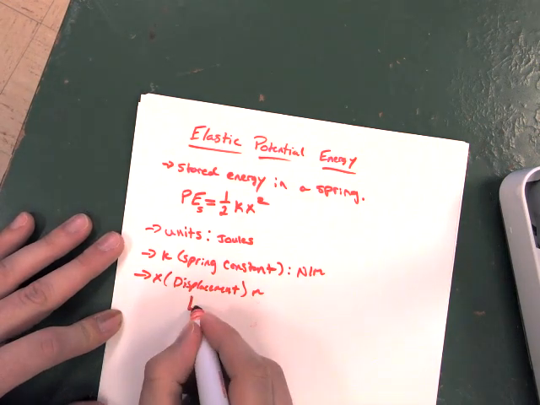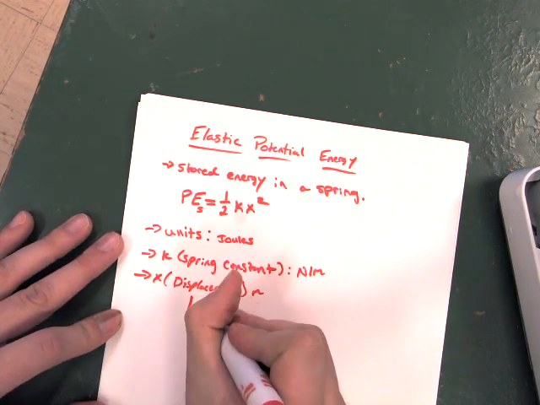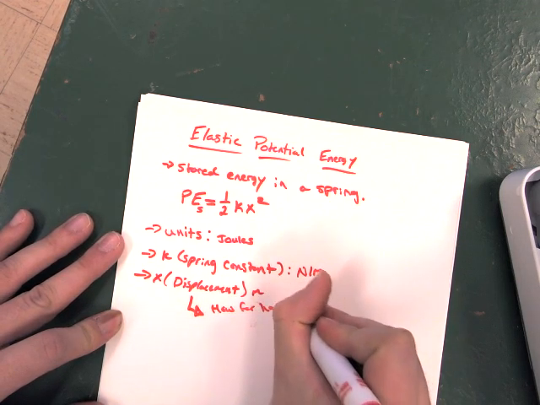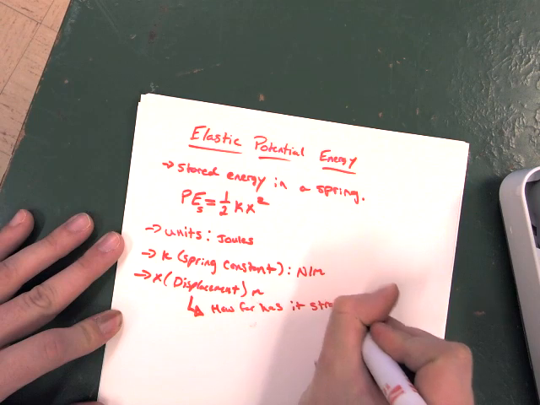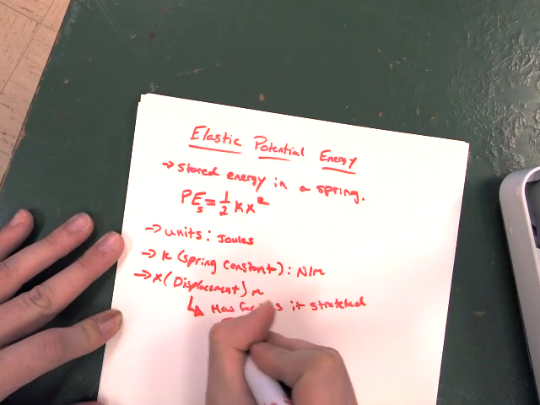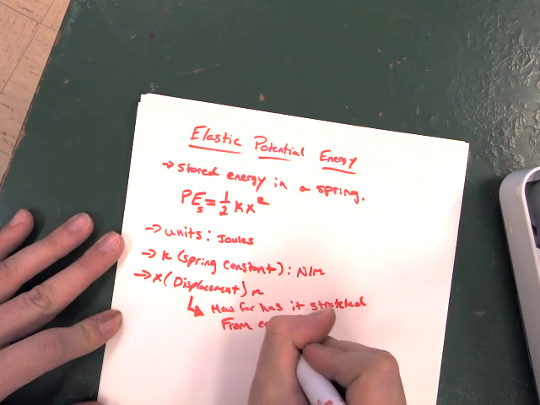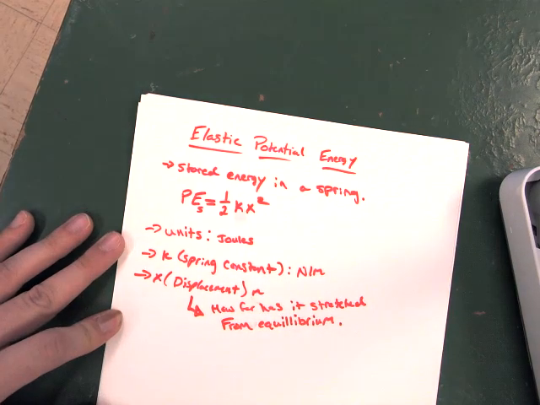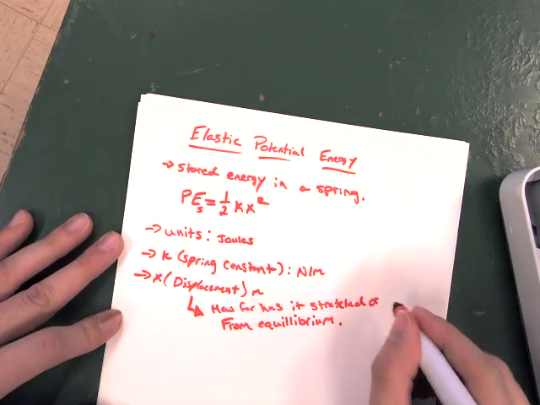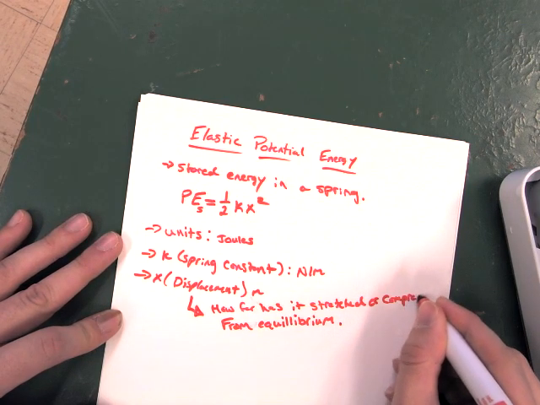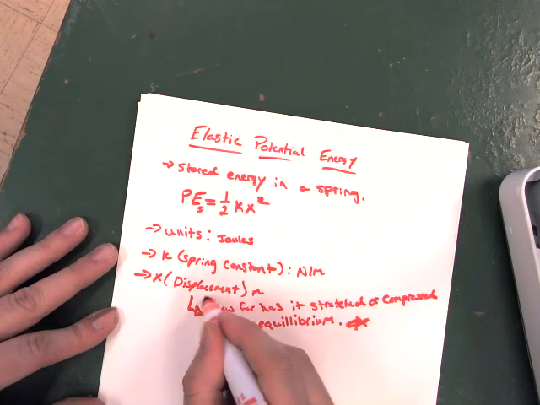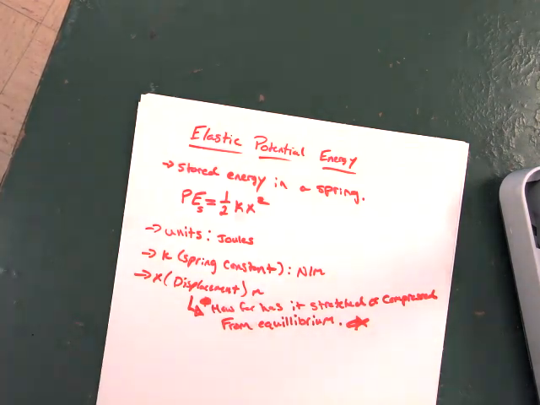You can even make a little note. When we talk about displacement, we say how far has it stretched from equilibrium? How far has it stretched or compressed? Because you can also push springs together from equilibrium. That's what you can say for the displacement.